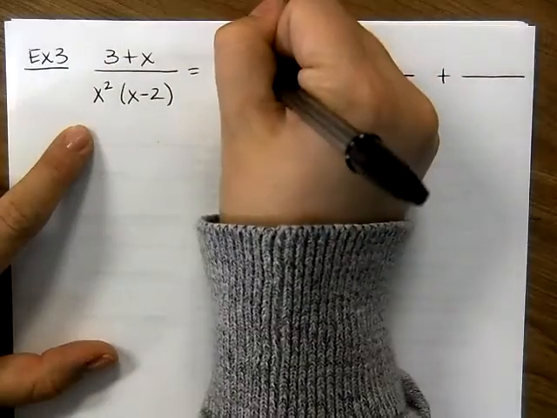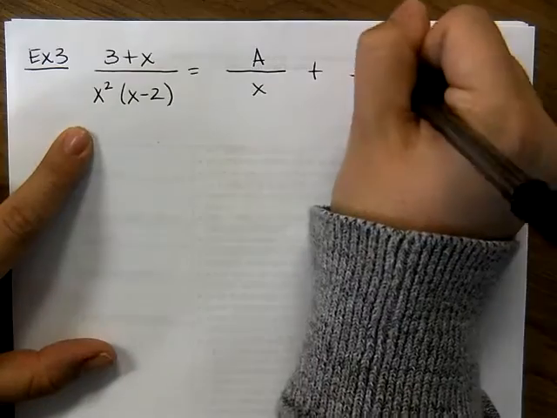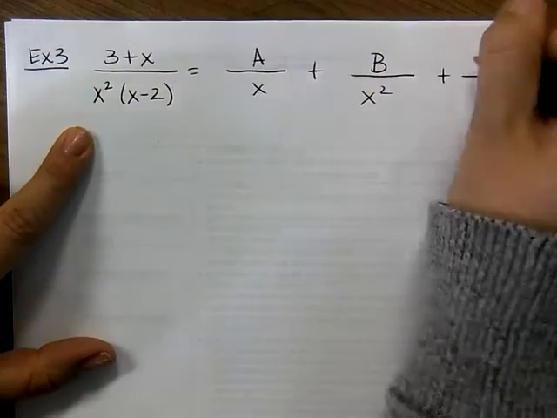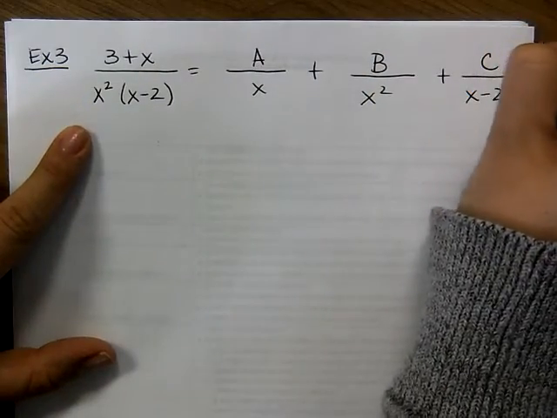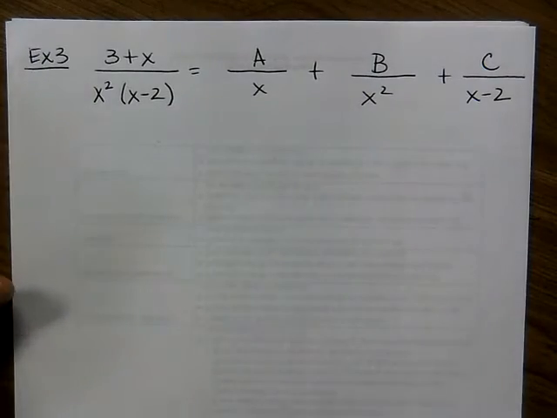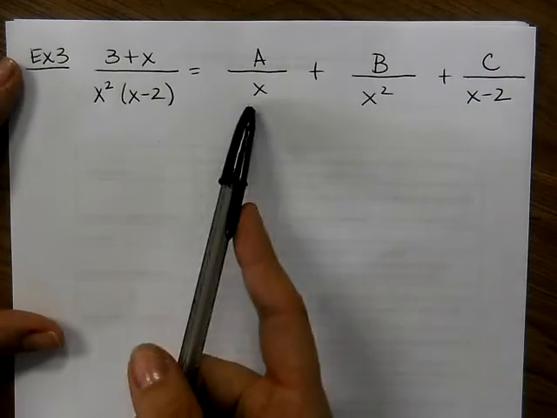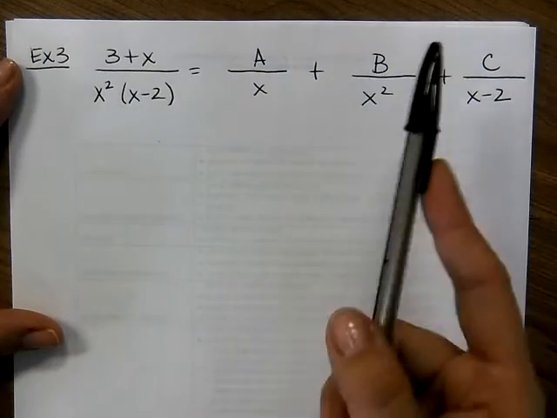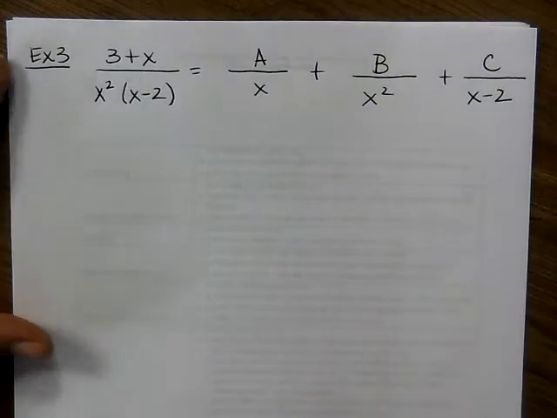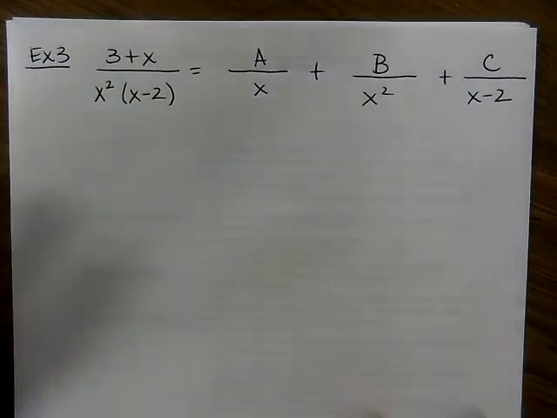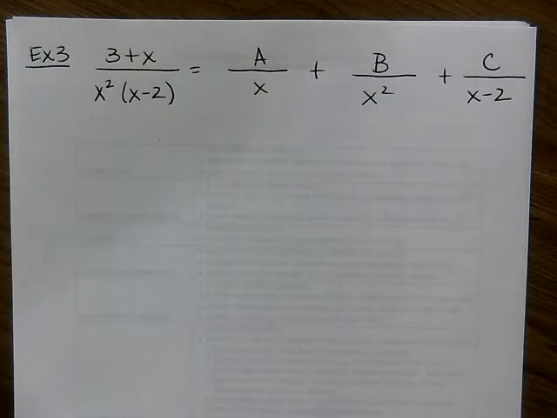Do you have A over x plus B over x squared plus C over x minus 2? Okay, now let me tell you this. If you would have had A over x minus 2 plus B over x plus C over x squared, you will get the same answer. So our pieces don't have to go in order. You just have to have all 3 pieces. Does that make sense? Yes.